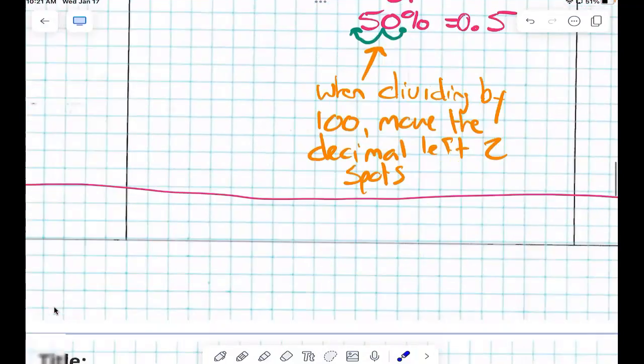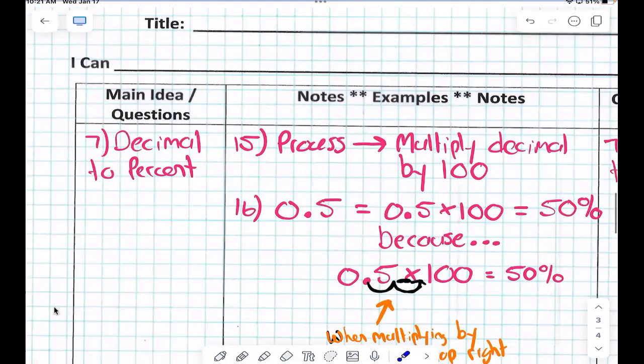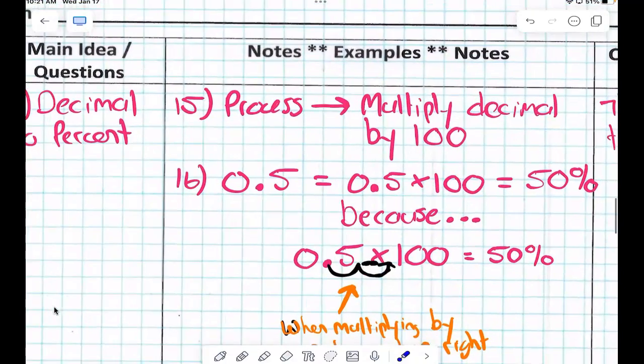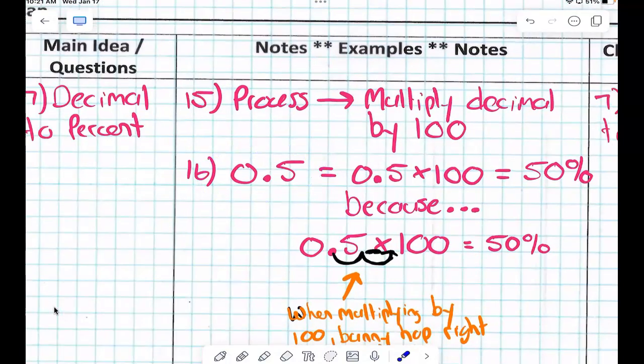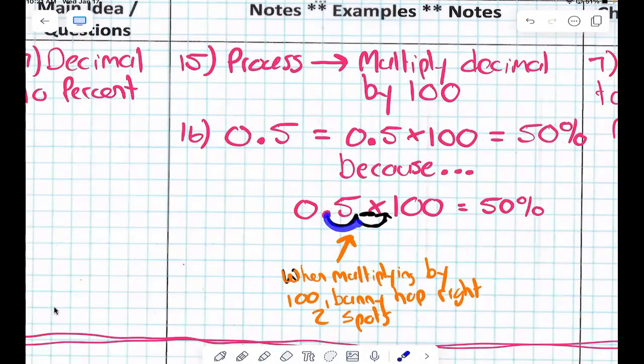Yes. Okay, last one. Decimal to percent. Process. 1, 2, 3. So if I have 5/10 and I multiply it by 100, that's simply how many bunny hops? 2, but in which direction? To the right. So I could just bunny hop 2 places to the right since 100 is a power of 10. Yes. How are we feeling?